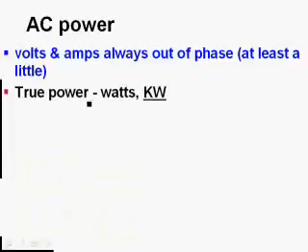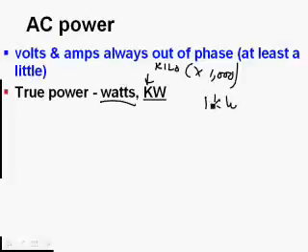True power is taking into account the fact, well, I'll get to that in a second. True power is calibrated in watts. The K here is for kilo, which means multiply by 1,000. So 1 kilowatt equals 1,000 watts. On a Boeing 777, well, I'll get to that shortly.